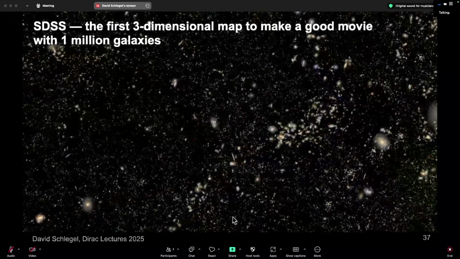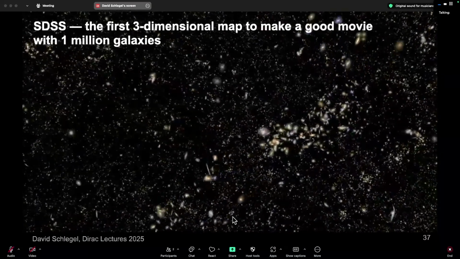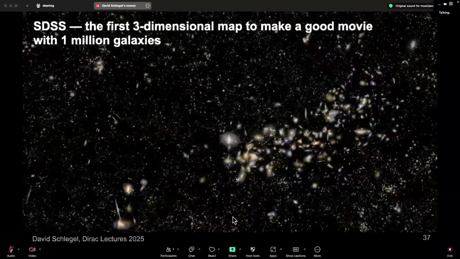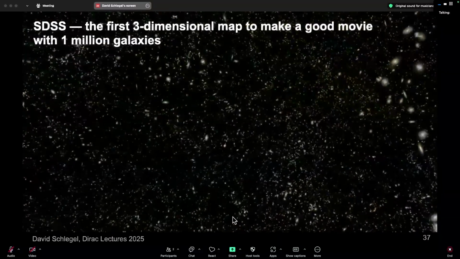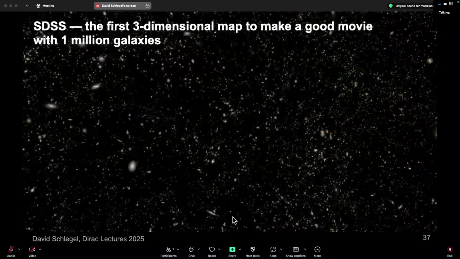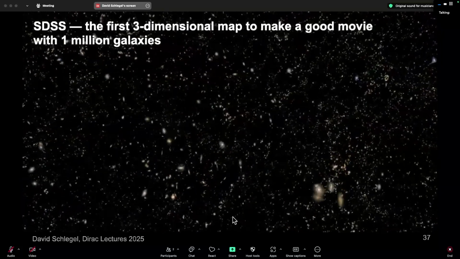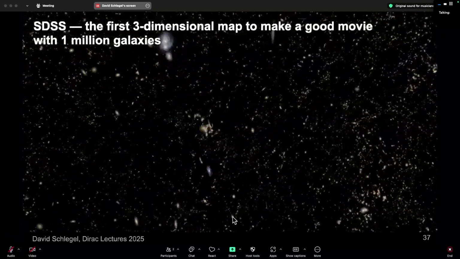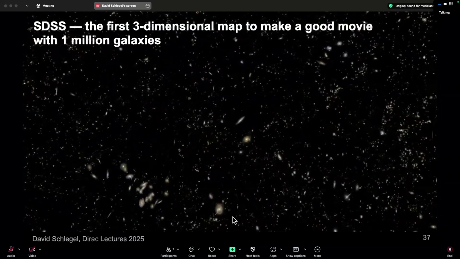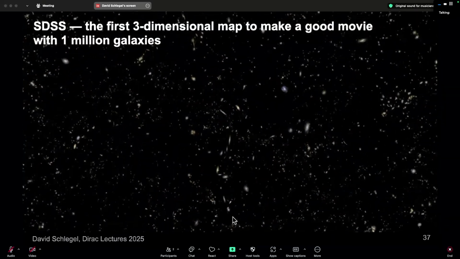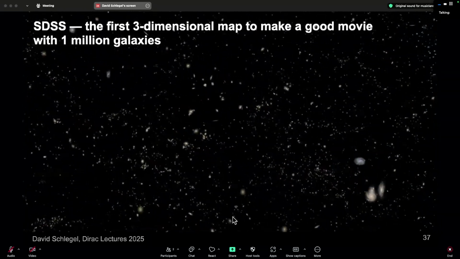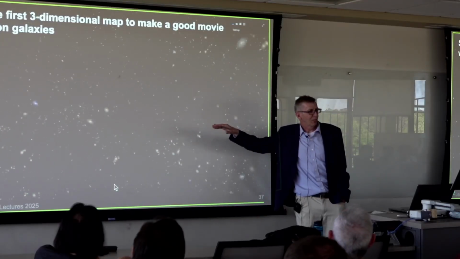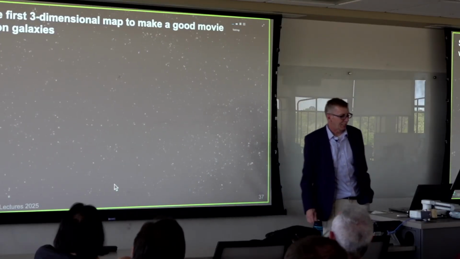Okay, and with this, it turns out you can make really good movies. So this is a movie. It's just a 3-dimensional rendering of the data from the SDSS with about 1 million galaxies, where every galaxy in that map is actually at its real 3-dimensional location in space.